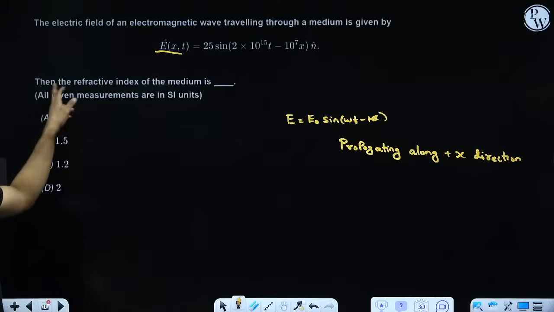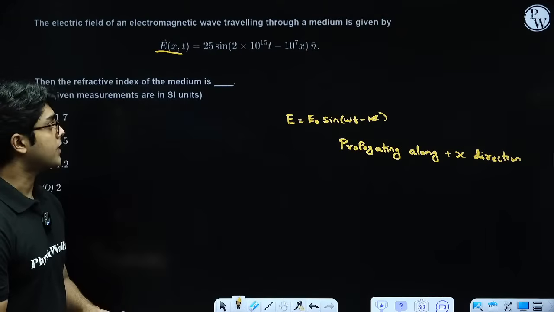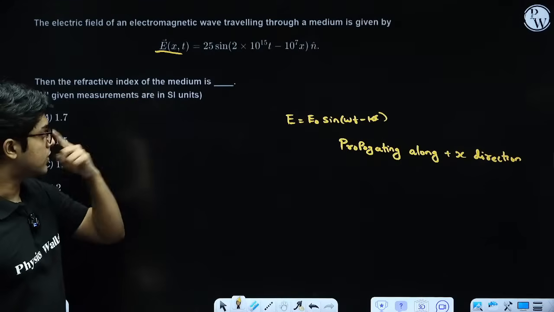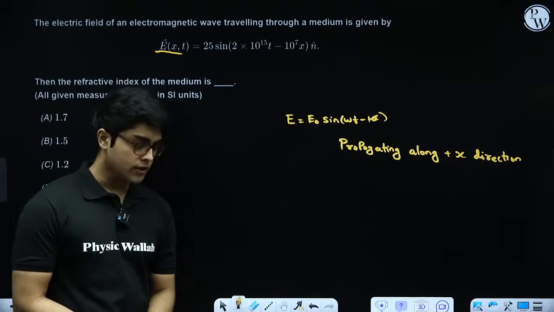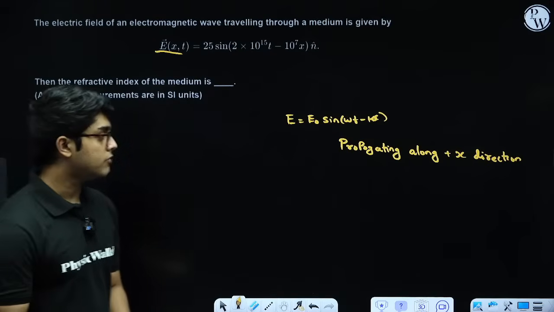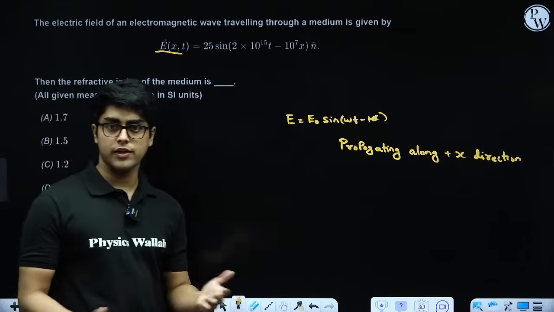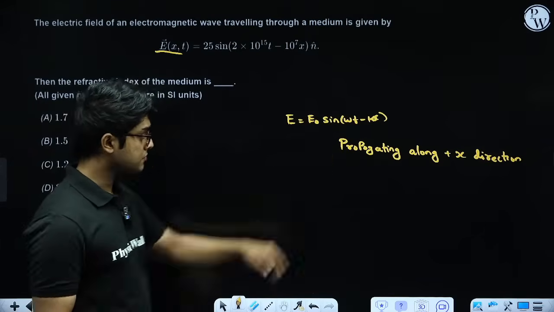Now the question is, what is the refractive index of the medium? So this question has nothing to do with finding the magnetic field and stuff. It's pretty easy. So this wave is traveling in some medium whose refractive index is n. Okay. So what happens when a wave travels into a medium with a refractive index different than vacuum? The speed of the wave changes, right? So how do we find the speed of this wave?